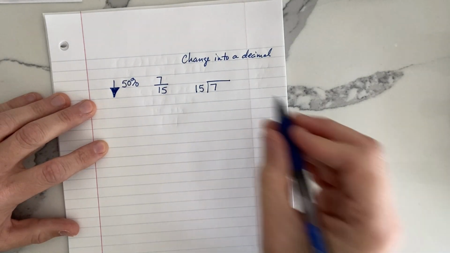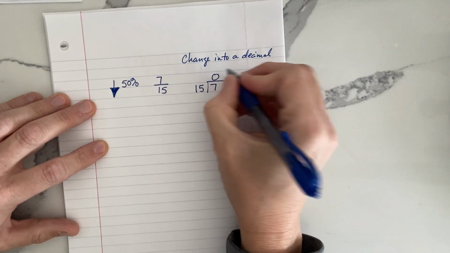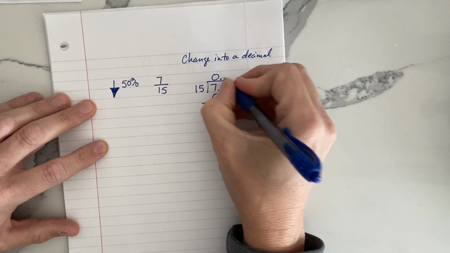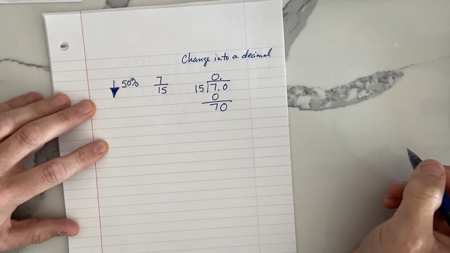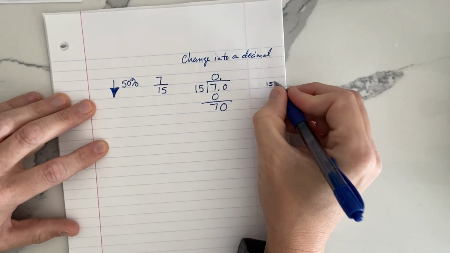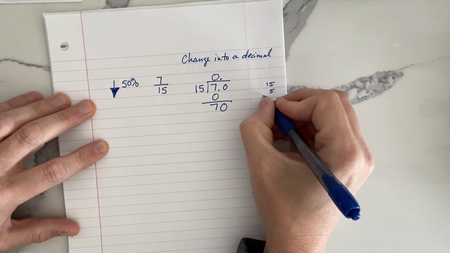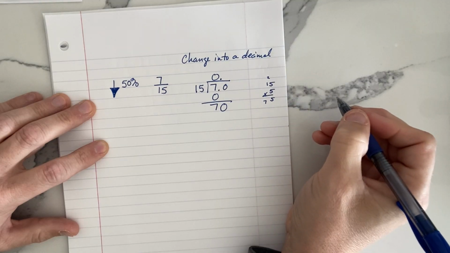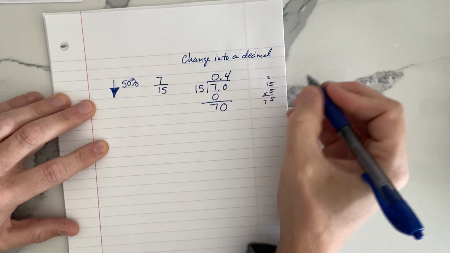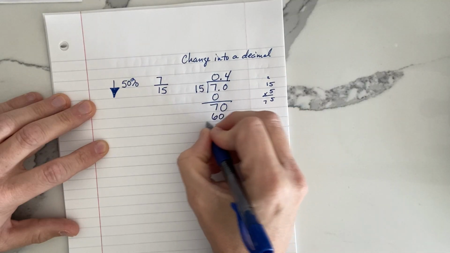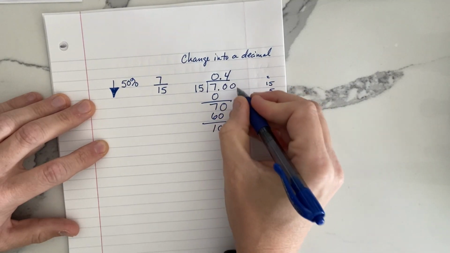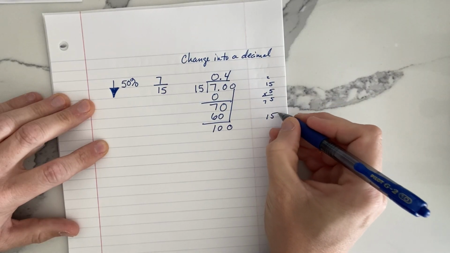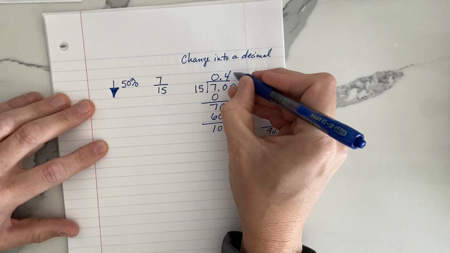Let's see. 15 goes into 7, 0 times. Okay. And then 15 goes into 70. Let's do it over here. Let's try 5 times. 5 times 5 is 25. Carry the 2. Nope, it's not 5. So it has to be 4. So that's 60. And then we want 2 numbers after the decimal. And 15 goes into 100, I believe, 6 times. That will be 90.